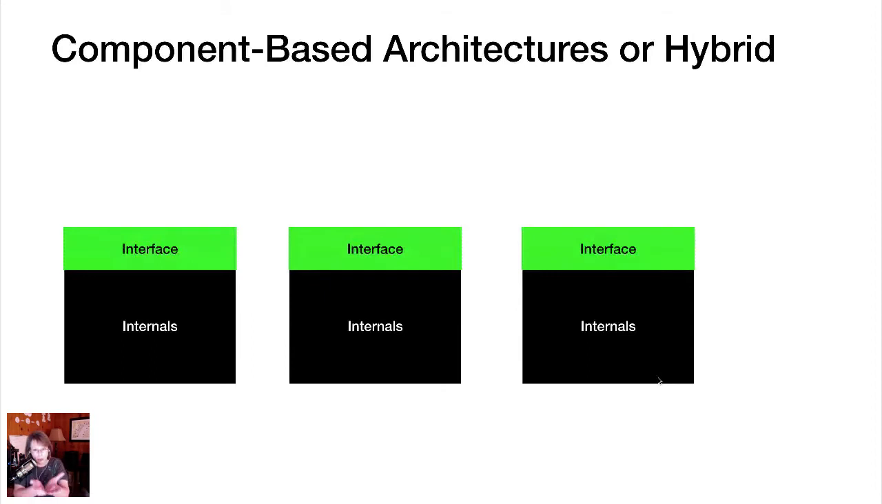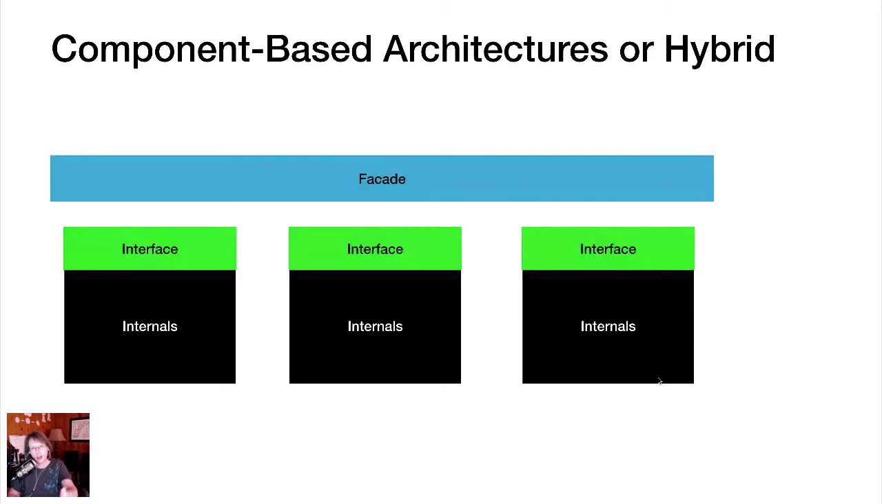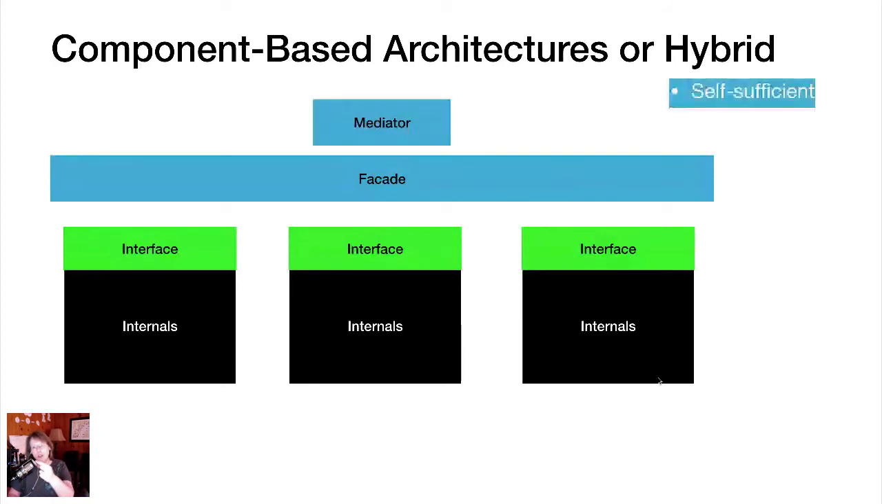Now, what we can do is picture each one of these boxes as a black box. They're a component. And inside, it takes care of itself. And then there's this well-defined interface of how everybody can talk. There's some sort of bus, a facade. There's the brains, the mediator behind it. And then what we see is each one of these components is self-sufficient. They're easy to integrate. They're swappable.